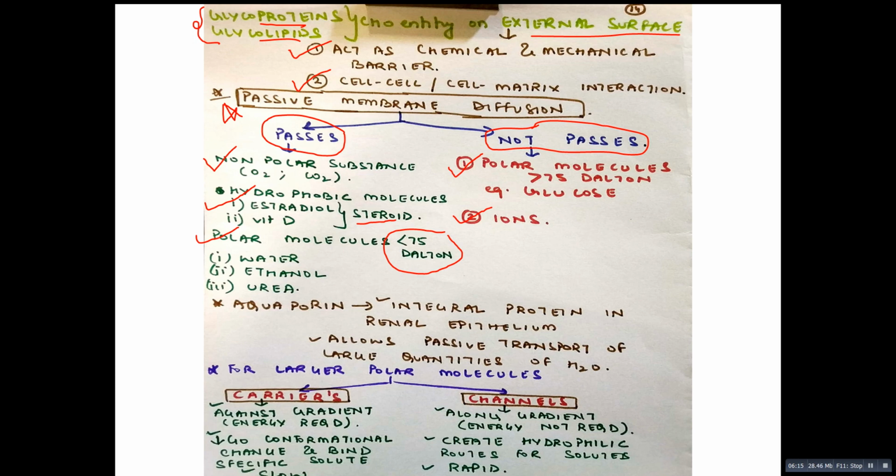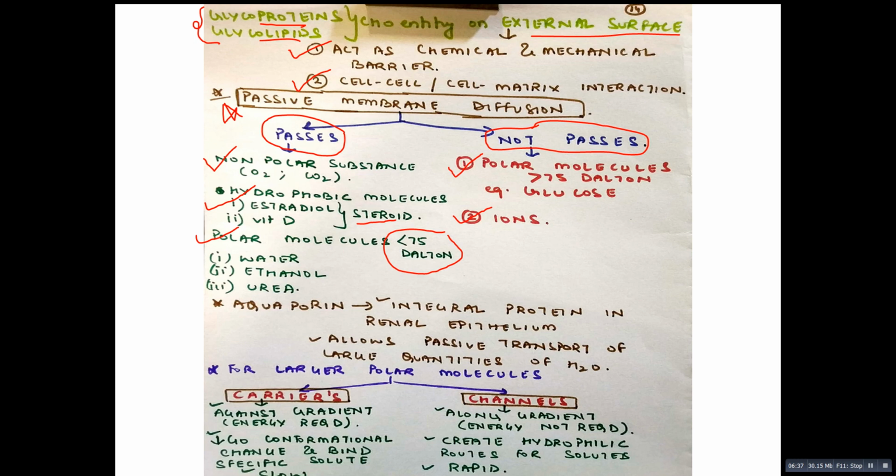By passive membrane diffusion, what are the three kinds of substance which can pass? They are the non-polar substances, for example, oxygen and carbon dioxide, the hydrophobic molecules, for example, steroids, and the polar molecules, but they should be less than 75 Dalton. On the other hand, what substances cannot pass? These are the polar molecules more than 75 Dalton and the ions.